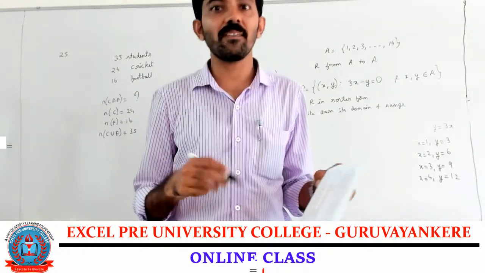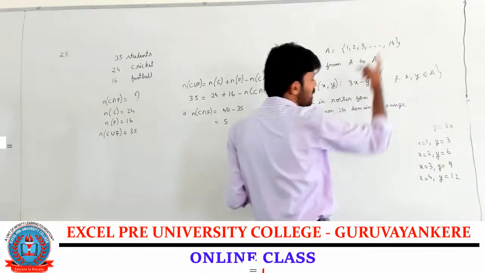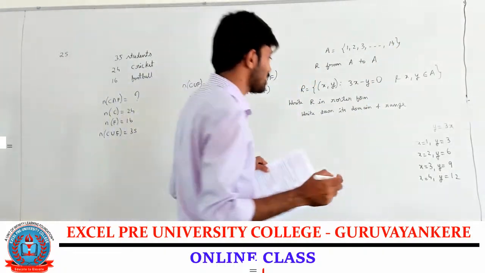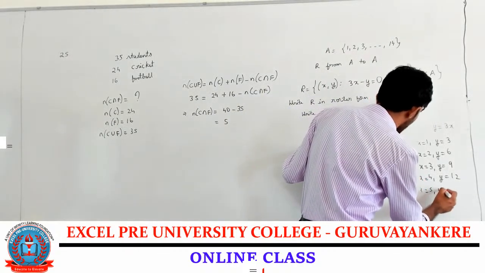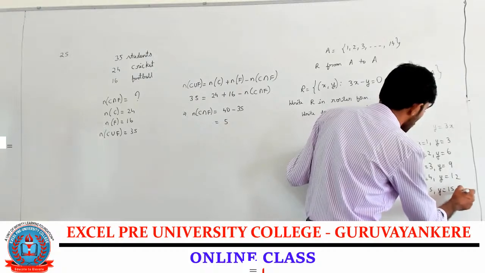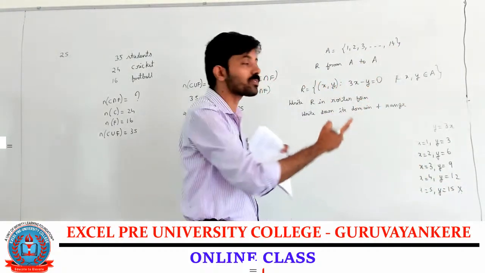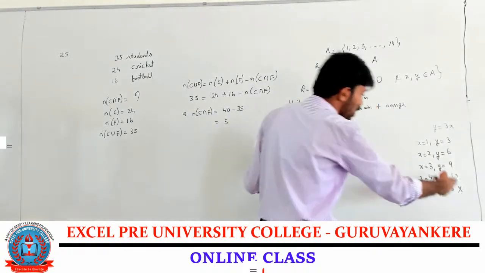When x is 5, y becomes 15, no? 15 is not in the set A. Set A has elements from 1 to 14, so we can't write x equal to 5. When x is equal to 5, y is equal to 15 is not possible because 15 does not belong to set A. Relation R is defined from A to A, correct? So we can't write 5 comma 15.